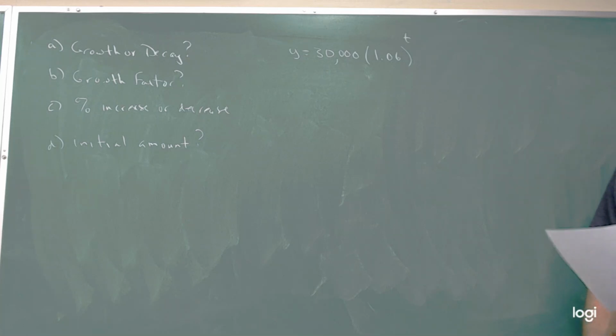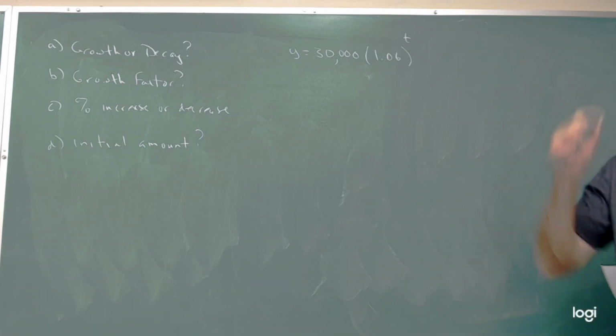So y equals 30,000 times 1.06 to the t. Is it a growth or decay function? Yeah, what is the growth factor? What percent is it increasing or decreasing by? And what is the initial amount?